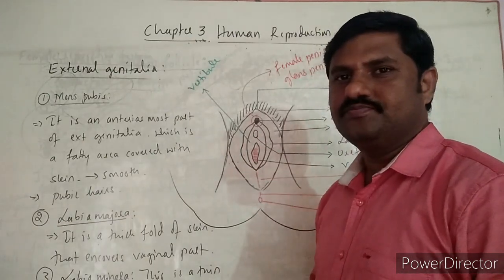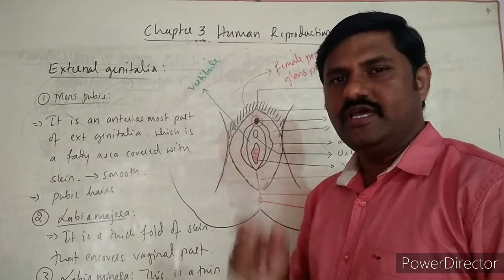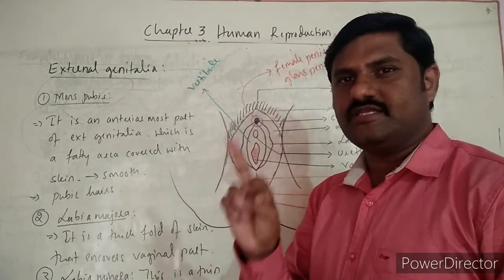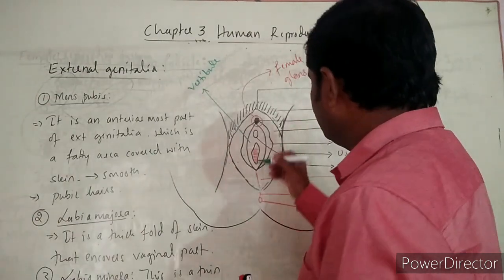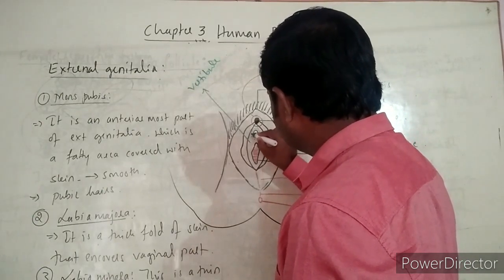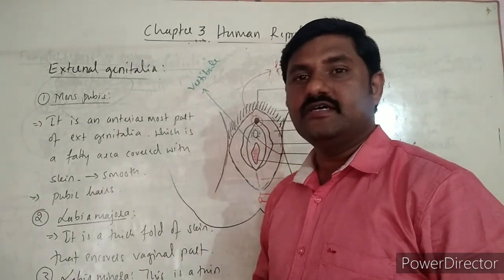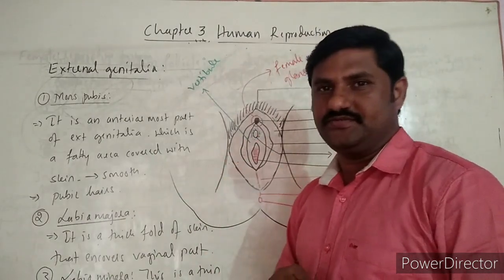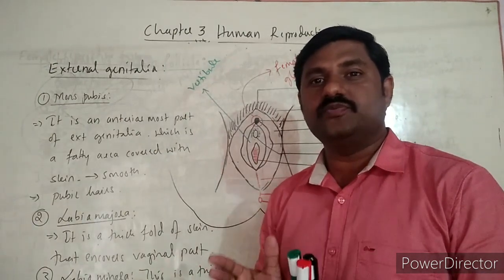Here in the vestibule, that means in between the labia minora, there is an area called the vestibule, and in that vestibule two openings are there. One is called the urethral orifice and the second one is the vaginal orifice. Around this urethral orifice you will find some sebaceous glands on either side. And these sebaceous glands are called lesser vestibular glands.